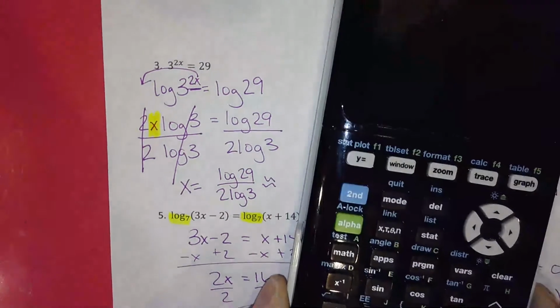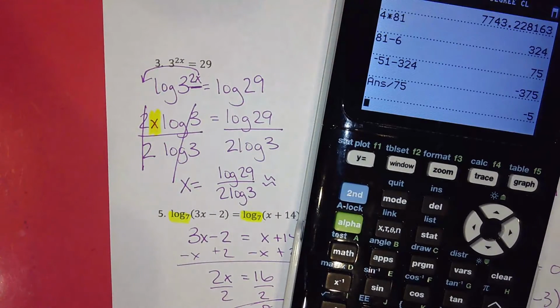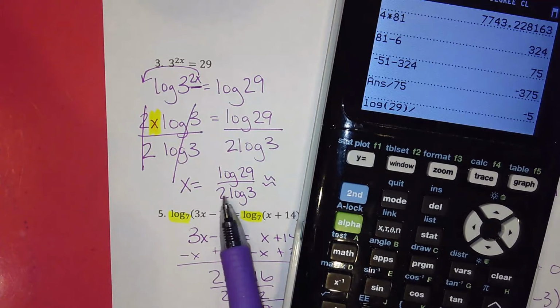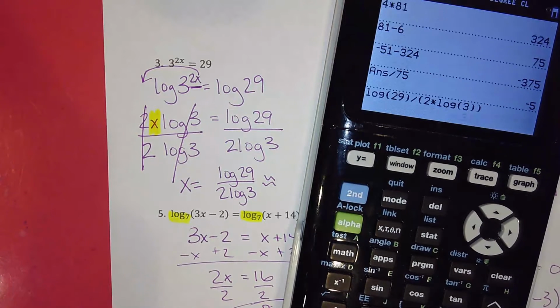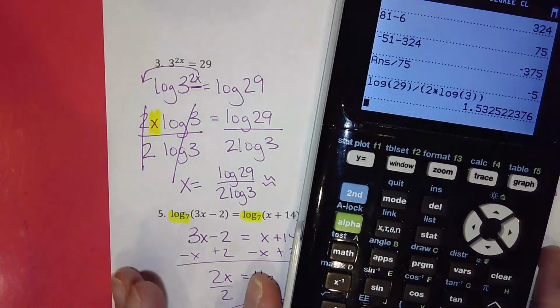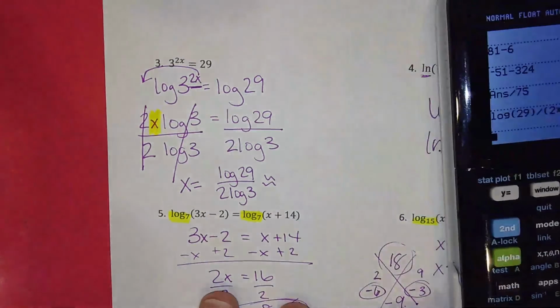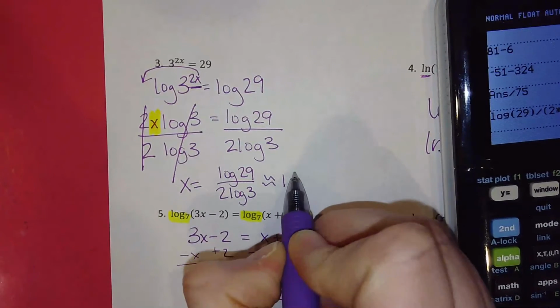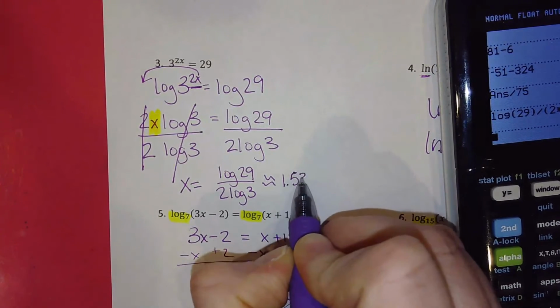So on my calculator, what I need to do is I need to type it in. So I'm going to hit the log button. It is down by the 7 key, log 29, divided by, now I need to divide by multiple things in my denominator, so I'm going to put a parenthesis, 2 times log 3, and I don't even have to close my parentheses, but if you want to, close, enter. So my approximation is 1.5325, because you're going to round to 4 decimal places again.